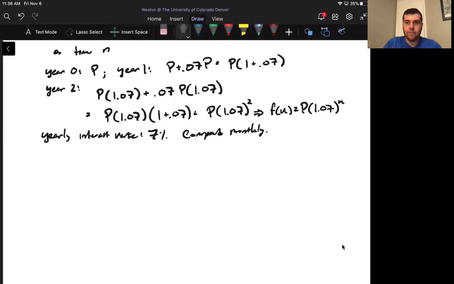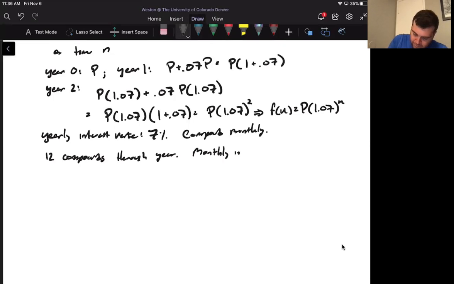And the way this works is that now we need to do 12 compounds throughout the year. And so we need to determine our monthly interest rate. So if we have 7% interest rate yearly, then monthly we have 0.07 divided by 12. And we're going to get 12 of those throughout the year, so that adds up to 0.07.